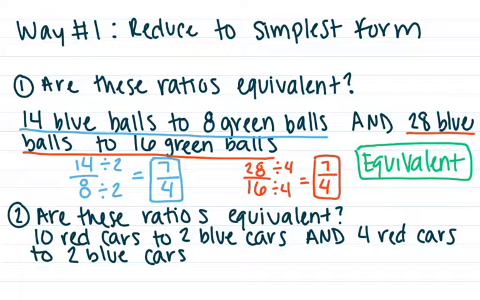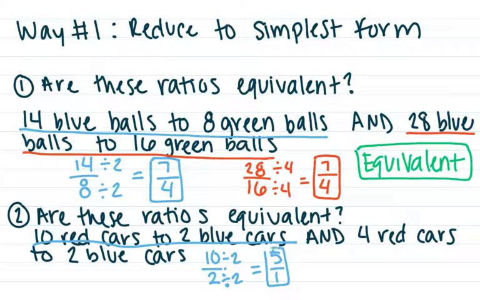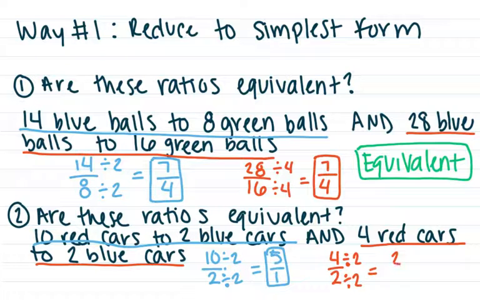Let's take a look at number 2. Are these ratios equivalent? It says 10 red cars to 2 blue cars. So there is my first ratio. That's going to be 10 over 2. I'm going to simplify that by dividing by 2. And when I do that, I end up with 5 over 1. So my first ratio is 5 over 1. My second ratio is 4 red cars to 2 blue cars. That's going to be 4 over 2. And when I simplify that one, I am going to divide by 2 as well. And I end up with 2 over 1.